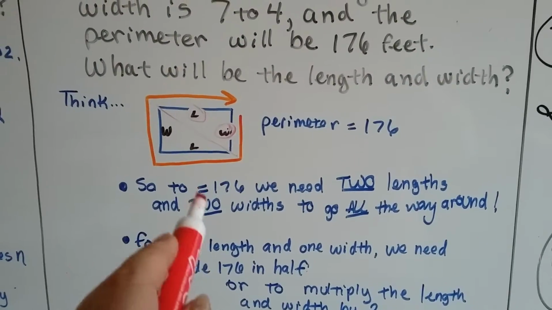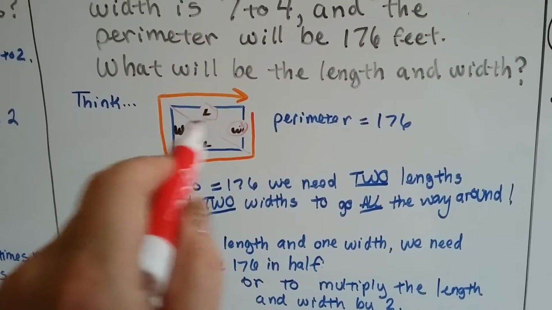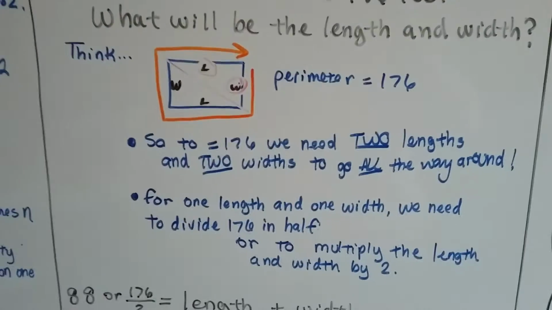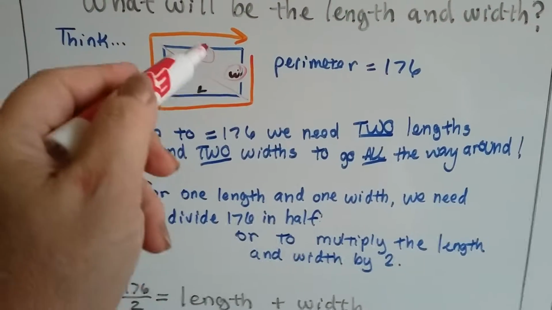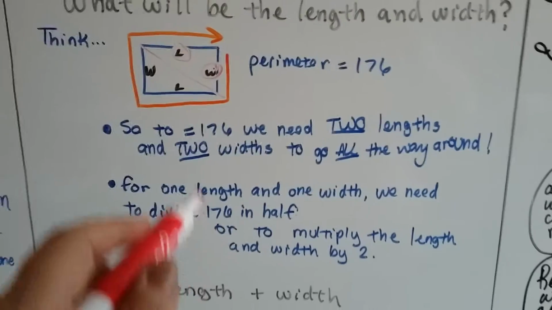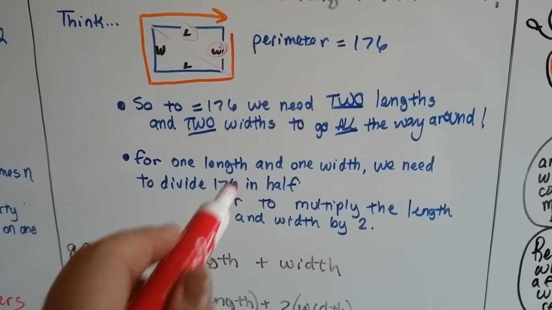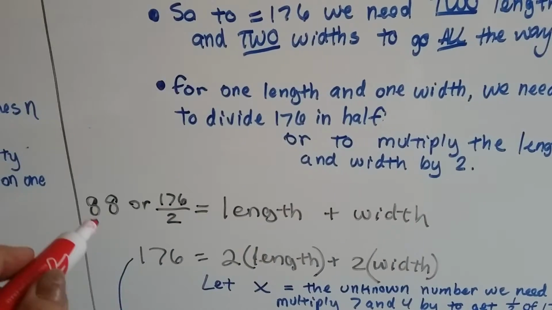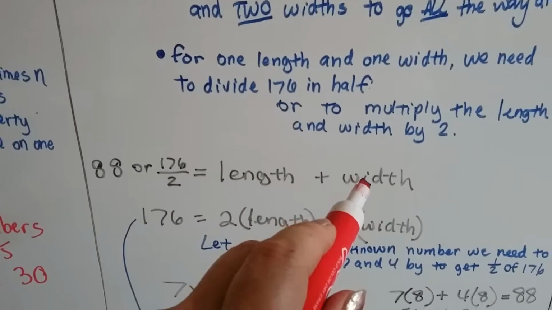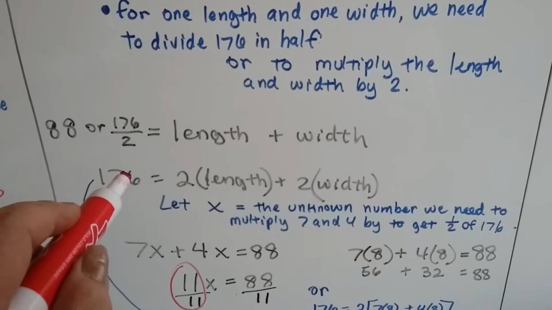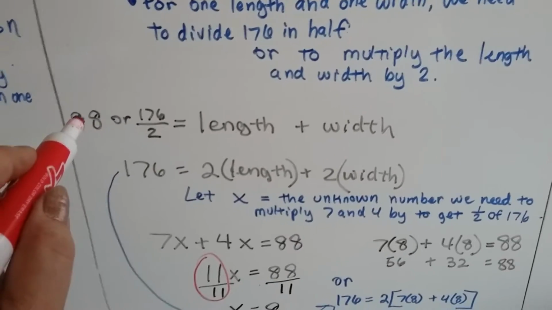So it says to equal 176, we need 2 lengths and 2 widths. 2 lengths, 2 widths to go all the way around. Well, for 1 length and 1 width, we would divide the 176 in half, and then we'd have 1 length and 1 width, wouldn't we? Or we could multiply whatever the length and width were in our answer by 2 to come up with 176. So 176 divided by 2 is 88 for 1 length and 1 width added together. If we do 176, we're going to have 2 lengths plus 2 widths added together. So I opted to go with the 88.